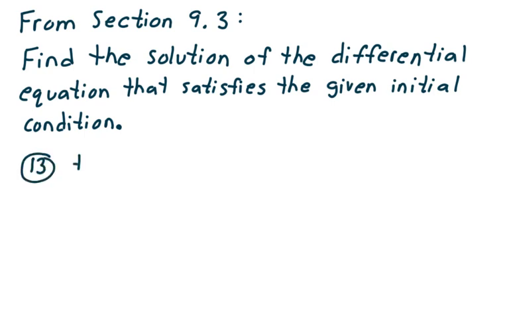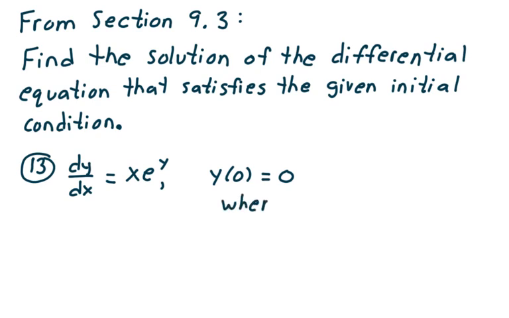Suppose we're given dy/dx is equal to x e to the y. And the initial condition is y of 0 is equal to 0. So the solution to this differential equation must satisfy y of 0 is 0. And what does that mean? That means when x is 0, y is 0.